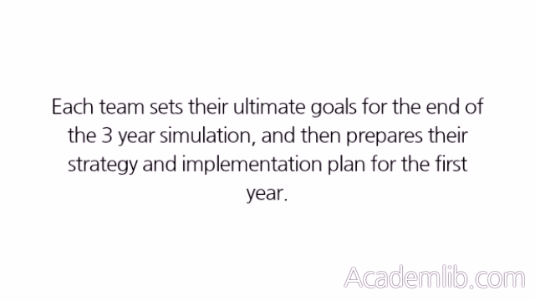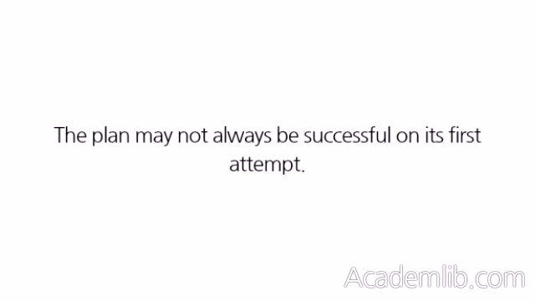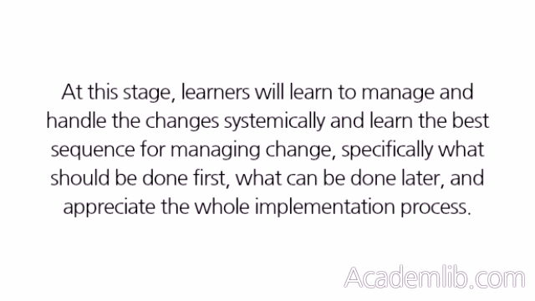Each team sets their ultimate goals for the end of the 3-year simulation, and then prepares their strategy and implementation plan for the first year. Learners usually experiment with different plans and activities. The plan may not always be successful on its first attempt. At this stage, learners will learn to manage and handle the changes systemically and learn the best sequence for managing change, specifically what should be done first, what can be done later, and appreciate the whole implementation process.